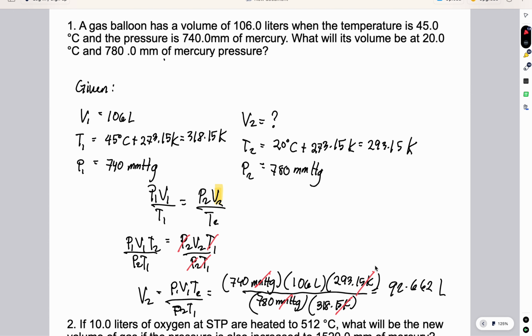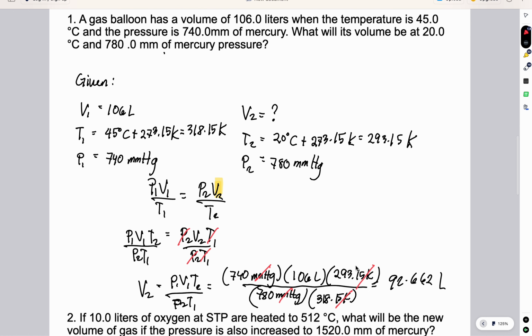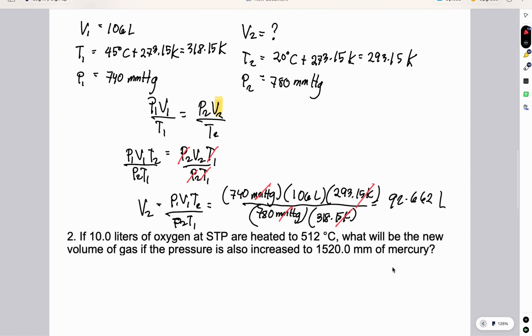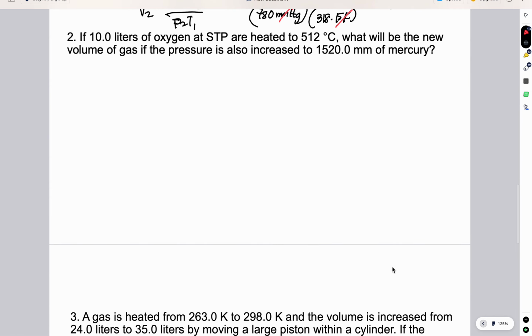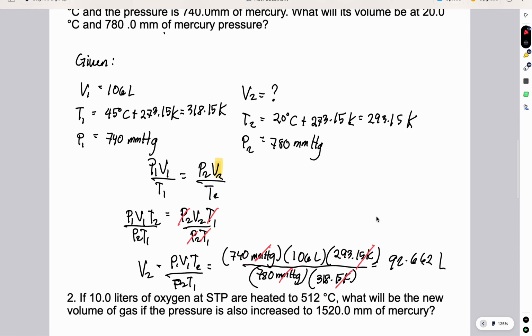So the final answer here, after changing the temperature to 20 degrees Celsius and the pressure to 780 mmHg, the volume will become 92.662 liters. So number 2, I hope you're following.